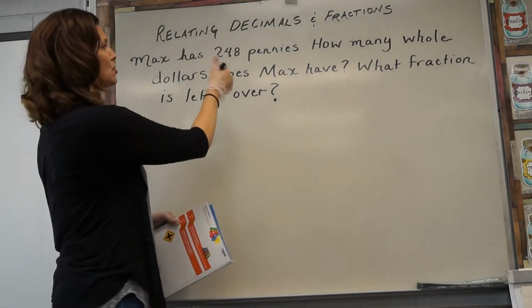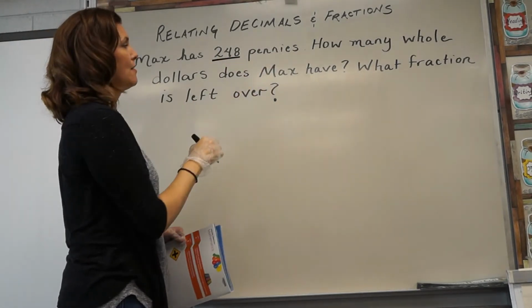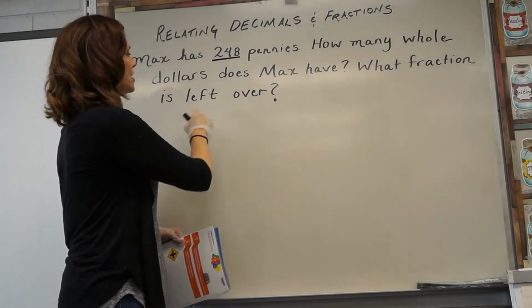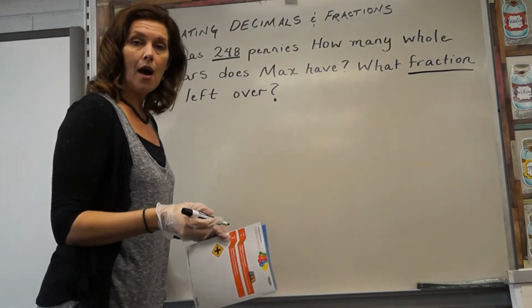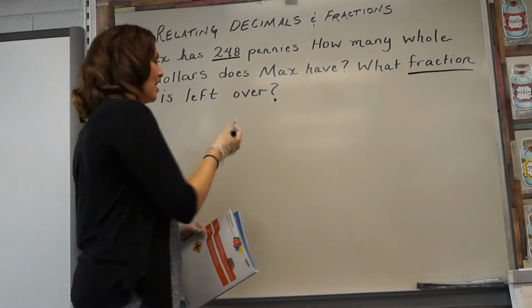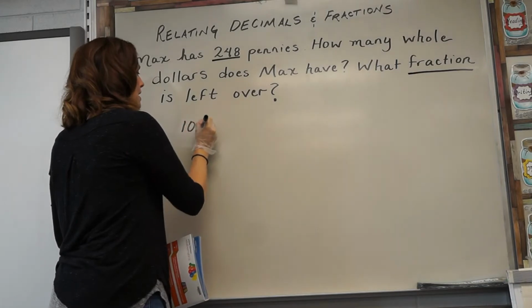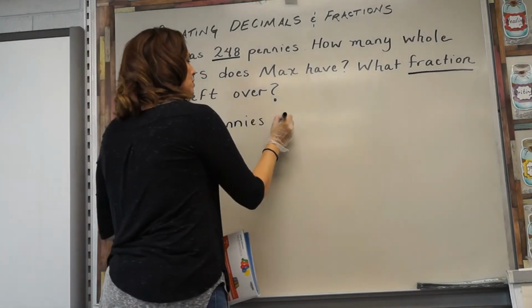It says Max has 248 pennies. How many whole dollars does Max have? And then the next part says what fraction is left over. Okay, so Haley, how many pennies are in one whole dollar? That's right, 100. So if we have 100 pennies, that is equal to one.